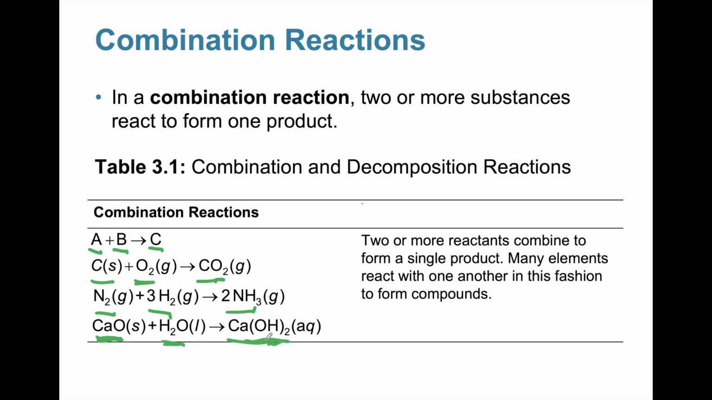So again, a combination reaction is always a combination of two species, whether it's an atom or a molecule or a solid like calcium oxide, combining two things together to make something new. Okay, that's A plus B equals C.